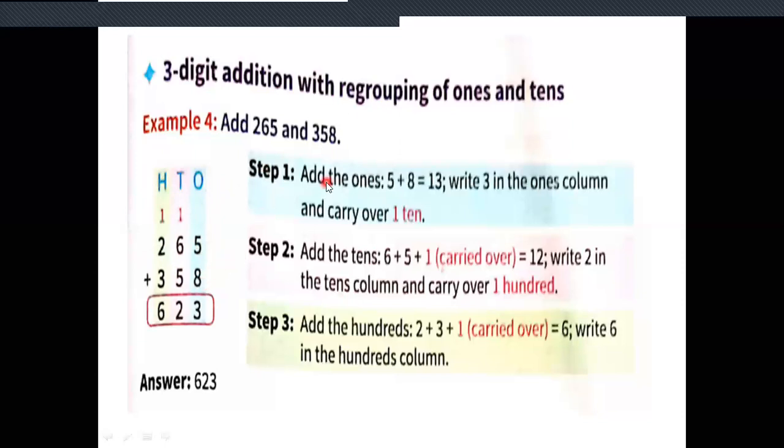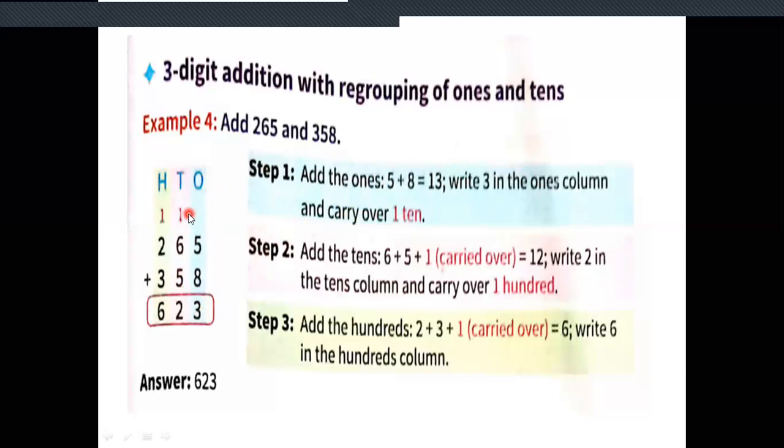5 plus 8. First, you are adding the ones place. 5 plus 8, if you add, the answer will be 13. In that 13, 3 is in the ones column and carry over 1 to the tens column. In 13, 1 you have to carry over to the tens column and 3 you have to put in the ones column.